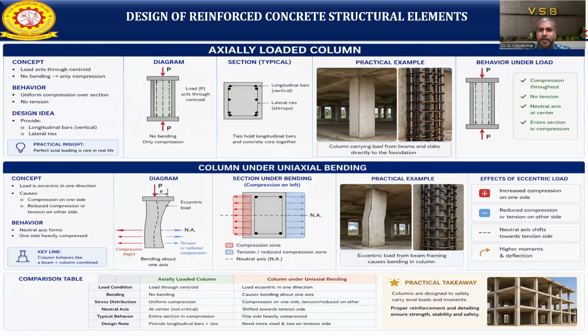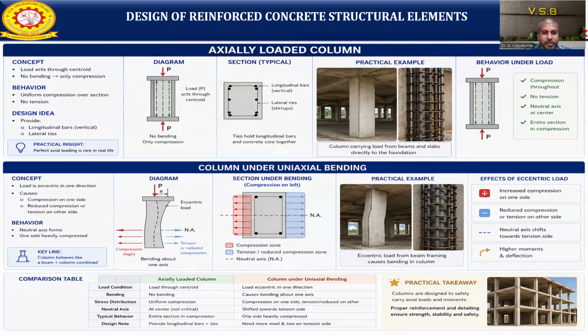In other cases, under uniaxial loading, where the load acts in any one direction, it causes bending. The real concept of uniaxial bending is that the load is eccentric in one direction. So it causes compression on one side and reduces the compression, or gives tension, on the other side, because with uniaxial bending the compressive area automatically reduces and the tension on the other side increases. So the neutral axis is not in the center, it moves away from the load. One side is heavily compressed because of this load. So the column behaves like a beam, and then the column will be combined under biaxial bending.